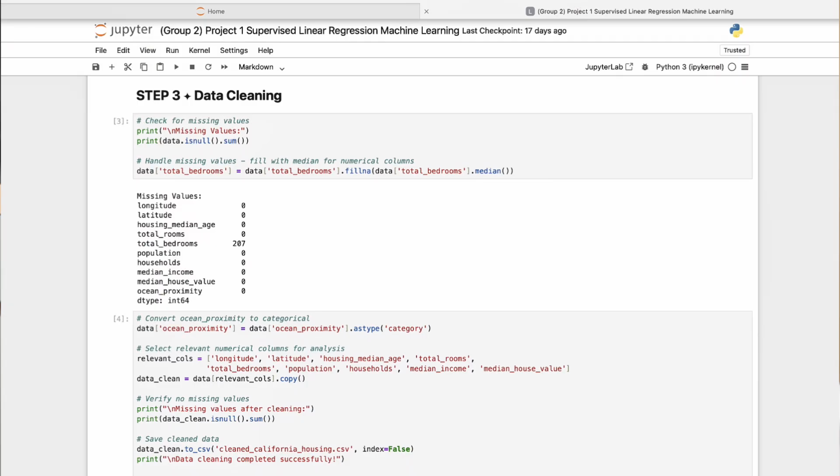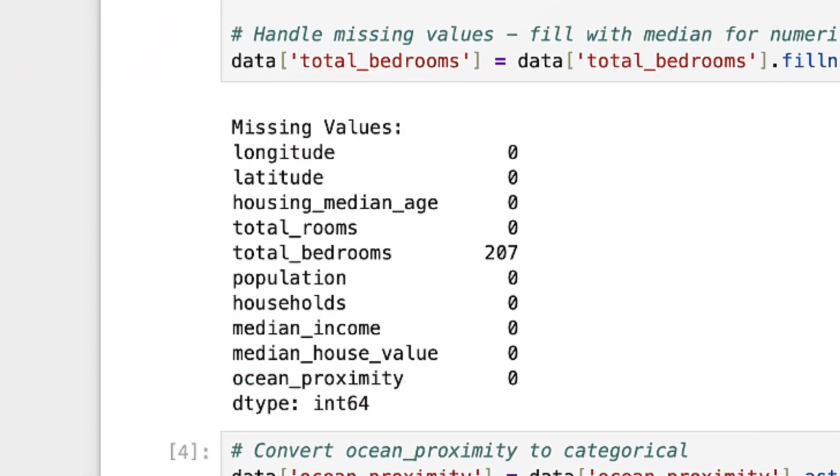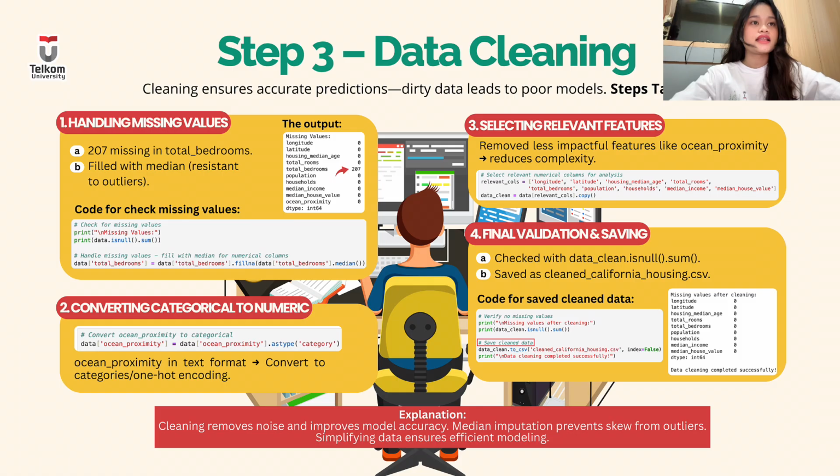Step 3, data cleaning. Before building our model, we ensure data accuracy by handling missing values and optimizing features. We fill 207 missing entries in the total bedrooms column with the median to maintain consistency. Next, we convert the categorical ocean proximity column into numerical format using one-hot encoding. To simplify the model, we remove less relevant features and validate the dataset for any remaining inconsistencies. Finally, we save the clean dataset as cleaned California housing CSV to streamline feature processing.